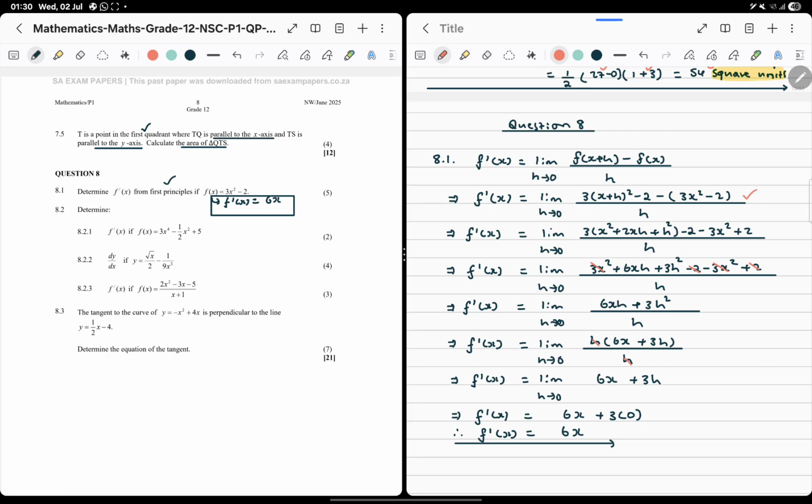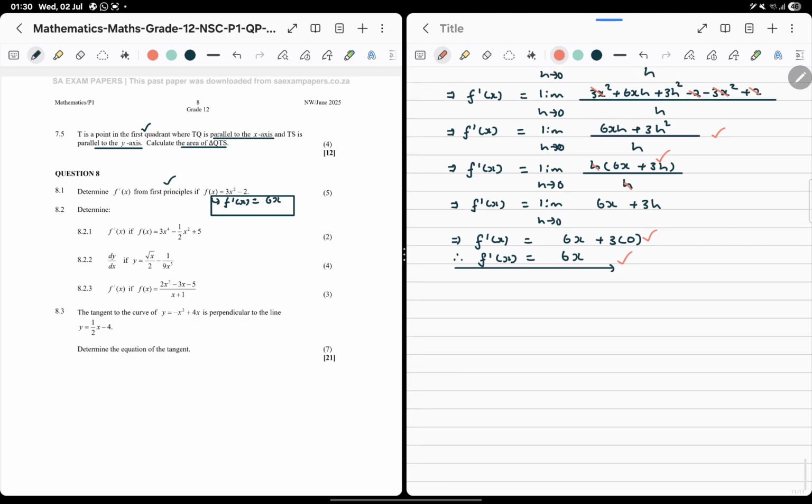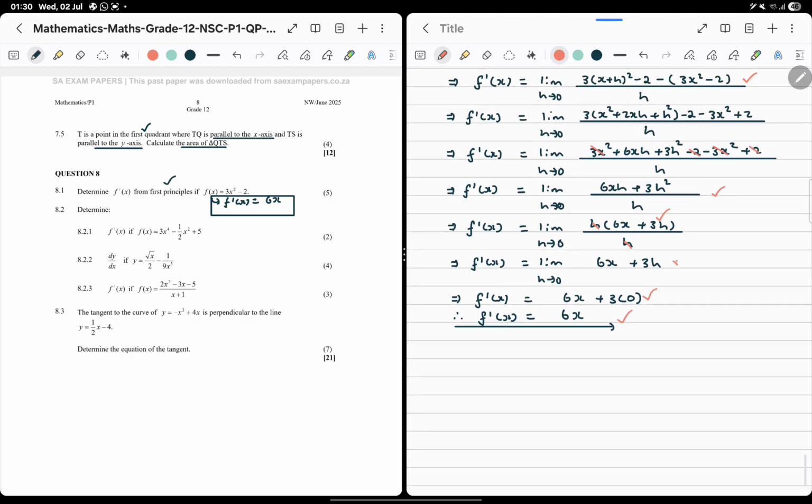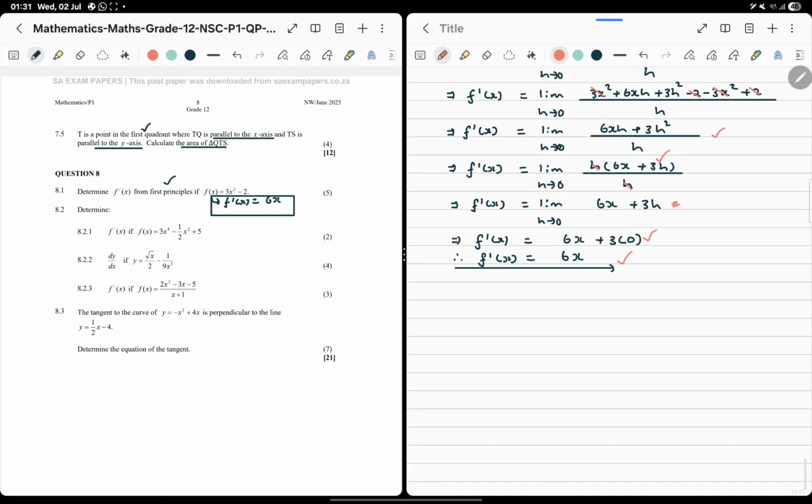Substitutions into the formula is a mark, right? Simplifying everything to that step, that's a mark. Factorizations, that's a mark. Dropping the limit when you substitute, that's a mark. The final answer. So that's how we score 5 marks there. Sometimes 6 marks, for this portion.